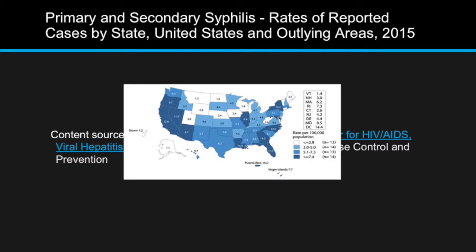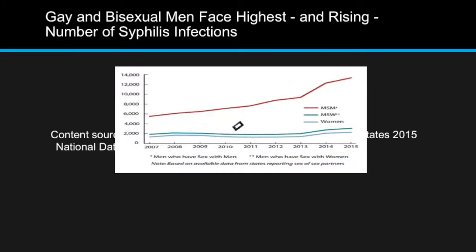We have a pictographic representation of the rates of reported cases by state in the United States. In this graph, we can see that there is a huge difference in the rate of occurrence of syphilis between homosexual and heterosexual behaviors. And also, the trend seems to be rising among gay and bisexual men.